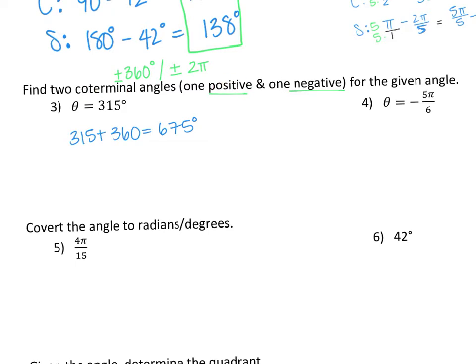Now for my negative, I'm going to take 315 and subtract 360. And so that would give me negative 45 degrees. So because this one's negative, this one's positive, I can stop right there and just use these two as my positive and my negative coterminal angles.